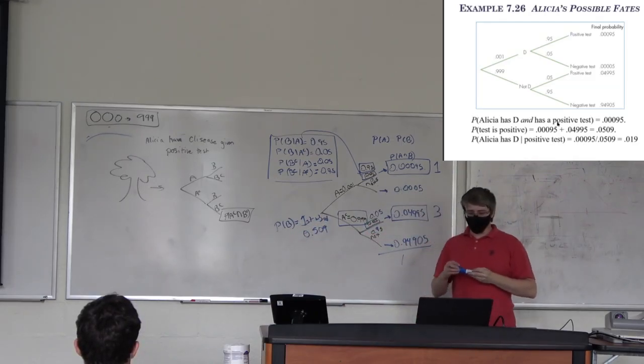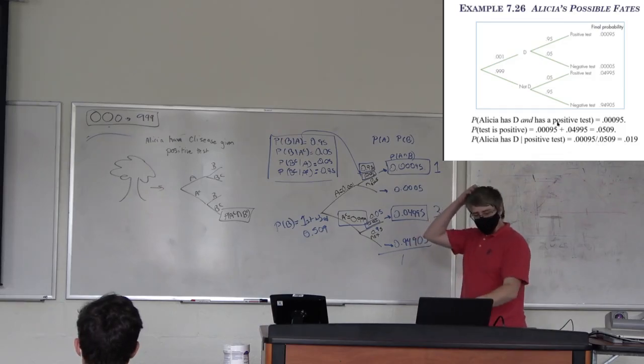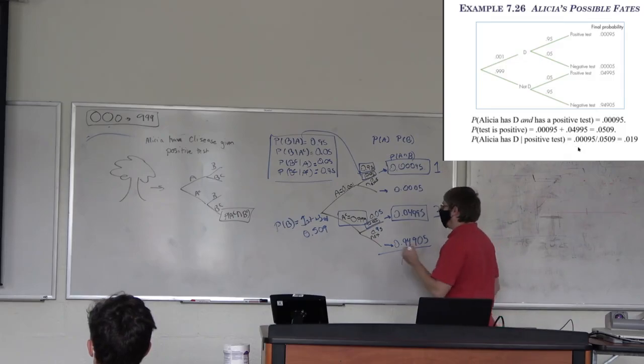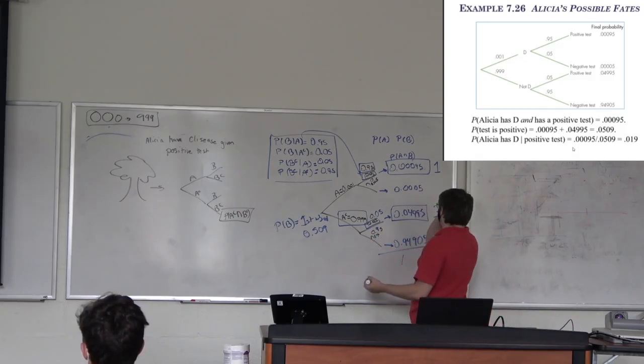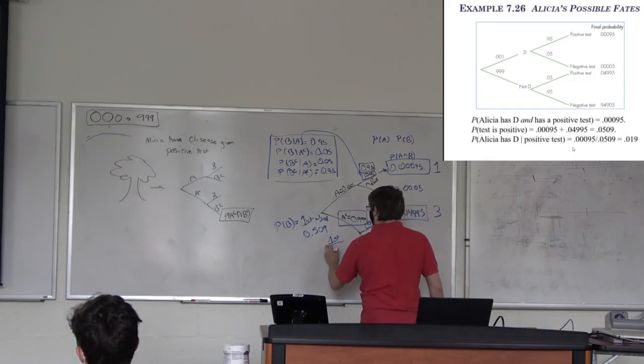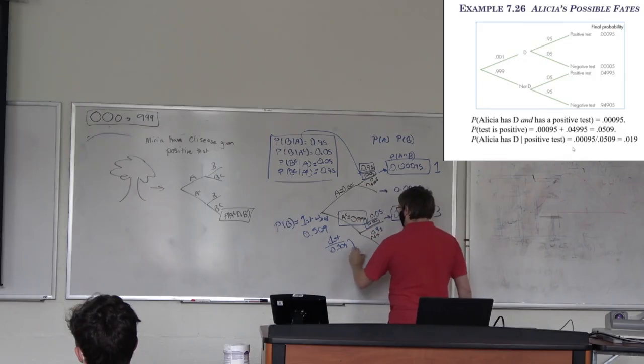So just different ways of figuring out the same problem. We can also have, they have the disease given the positive test. So if you have the disease given the test, you just need to do the first branch divided by 0.509, and then you get back the same answer of about 2%.